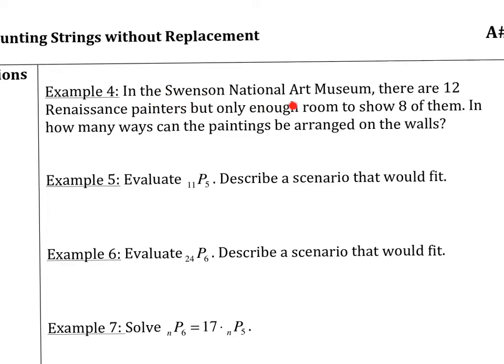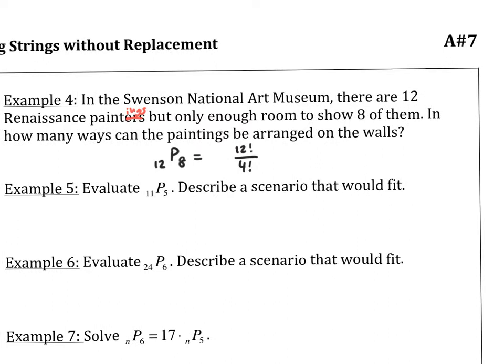In the Soissons National Art Museum, there are 12 Renaissance paintings, but only enough room to show 8 of them. So how many ways can the paintings be arranged on the wall? So clearly we see that we have 12 to begin with, P 8. So 2 ways to do this, but if I did 12 times 11 times 10, that's 8 of them to write out, so it gets kind of obnoxious. So I could do 12 factorial over 4 factorial, and then plug that into my calculator.